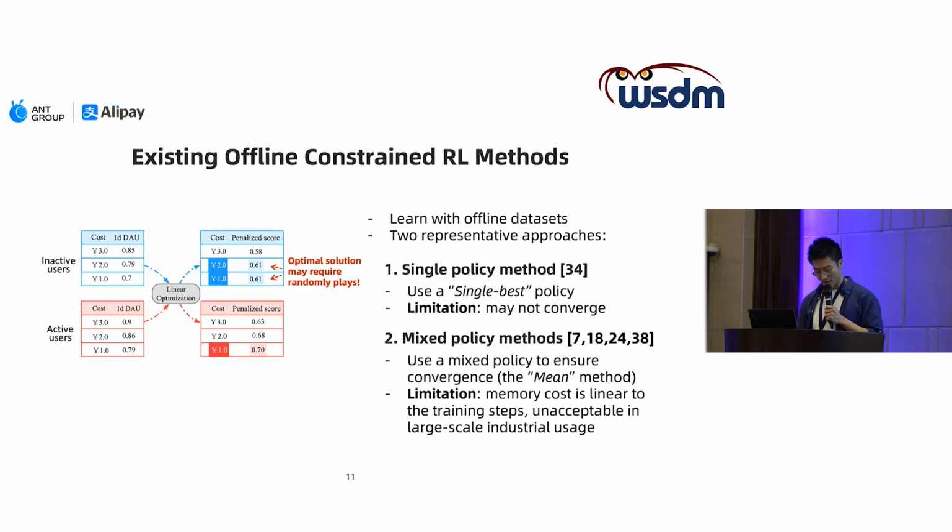Hence, the existing offline constrained RL methods are divided into 2 branches. The first finds a single policy that performs the best, and we call it the single best method.